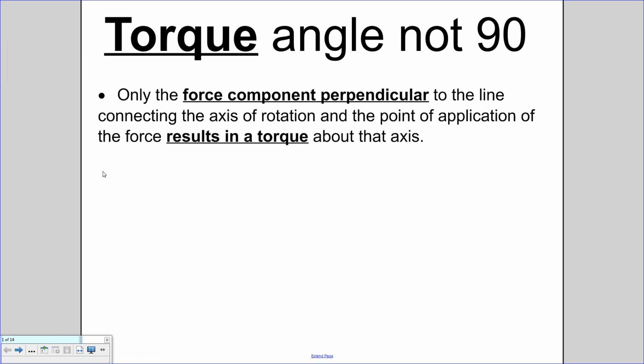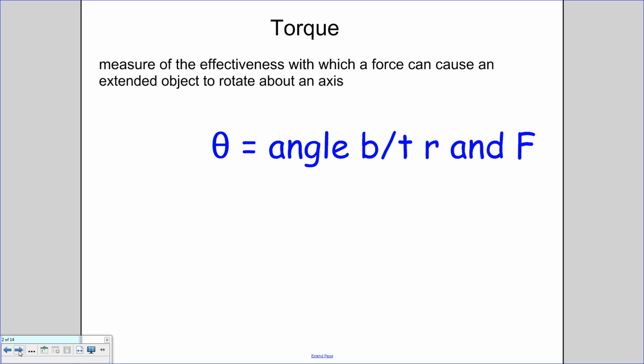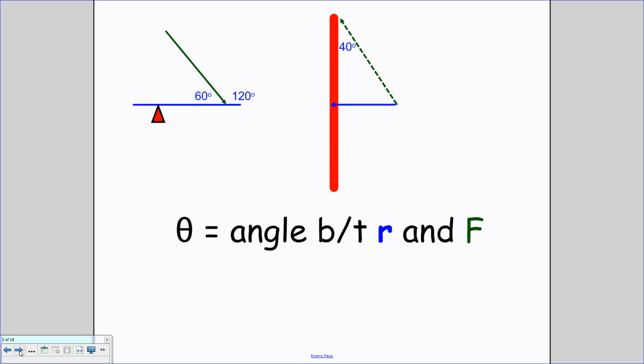This video is about torque, but specifically when torque is not receiving a 90-degree force. The angle in our torque equation is the angle between R and F, so the angle between the radius of whatever is turning and the force. Let's look at a couple examples and see if we can pick out our angles.